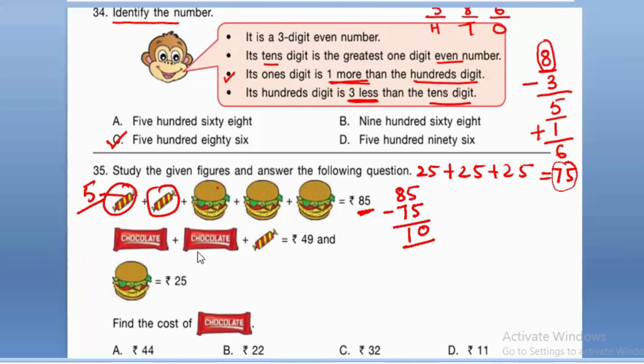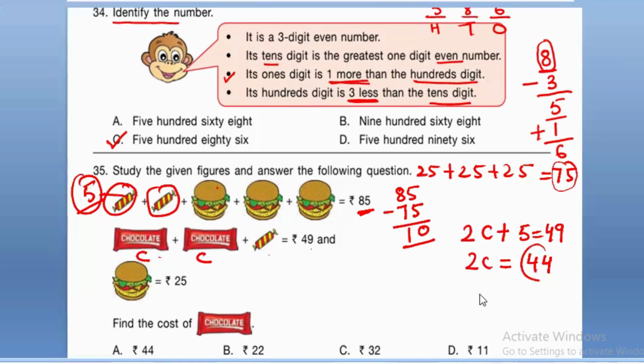Okay. Now the value of 1 candy is 5 rupees. So the next thing is given over here. 2 chocolates plus 1 candy equals 49 rupees. I am representing chocolate by C. So 2 chocolates plus 1 candy which costs 5 rupees equals 49. So what am I supposed to do over here? I need to subtract 5 from 49. If I subtract 5 from 49, I am getting 44.